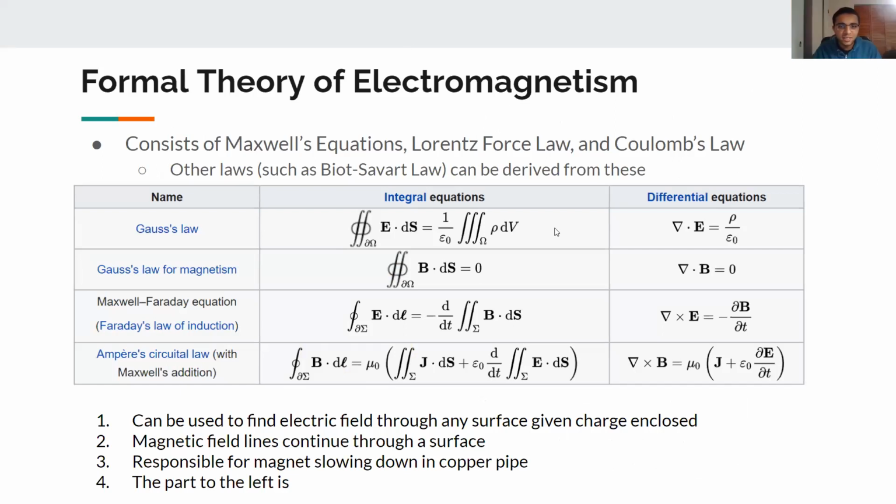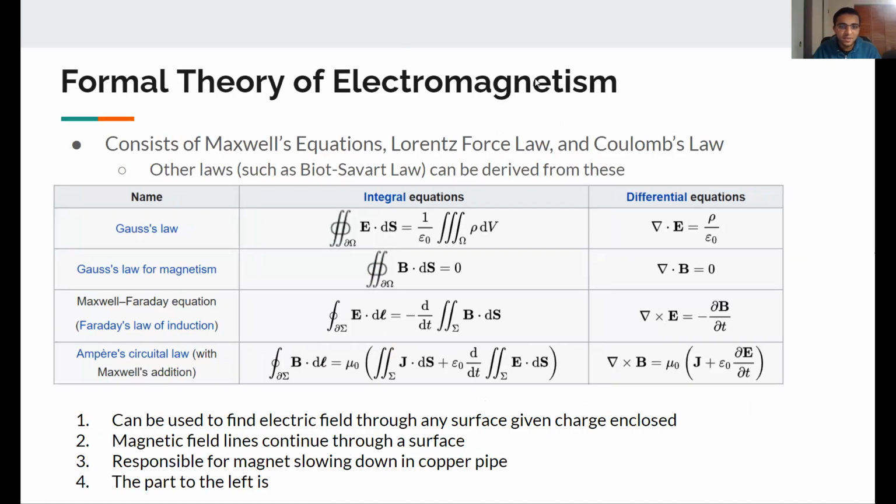So onto the formal theory of electromagnetism. A lot of the equations, Maxwell's equations governing electromagnetism, look very complicated. But we have actually encountered a lot of these as we've been studying electromagnetism, right? The first law is just Gauss's law right here. It can be used to find the electric field through any surface given the charge enclosed. That can be like a cylindrical surface, that can be like a spherical surface. So like any surface you can really think of, right? And we can apply Gauss's law.